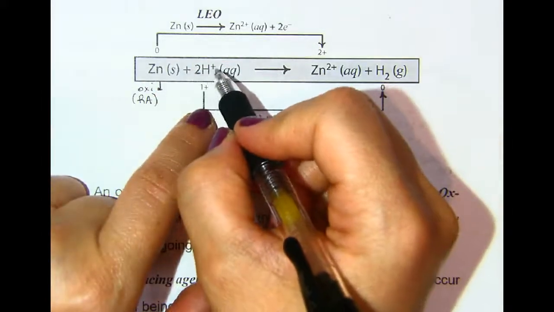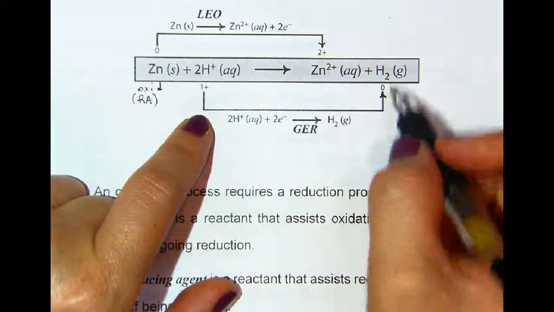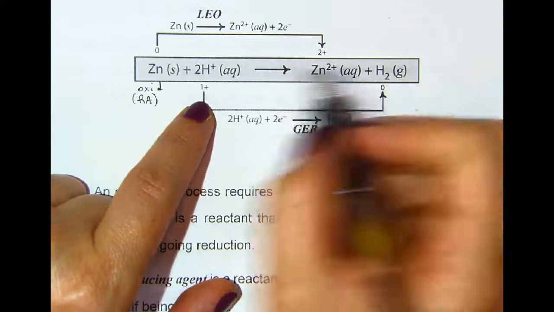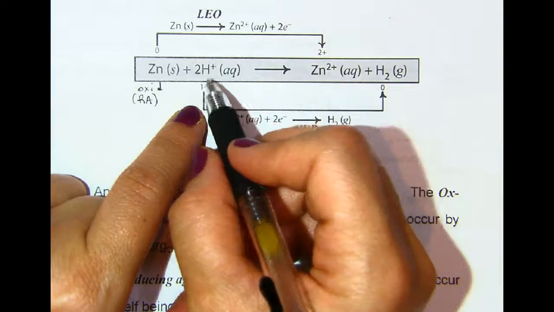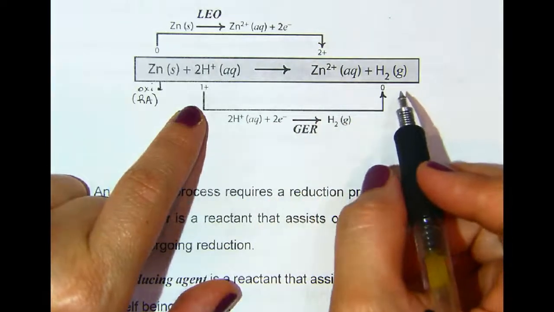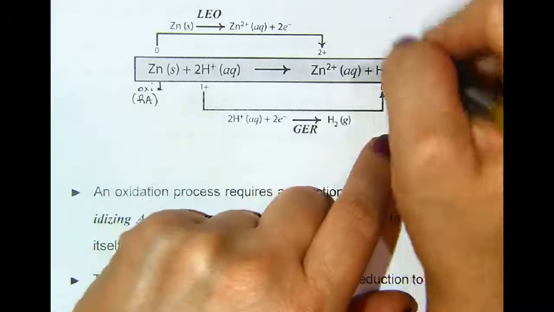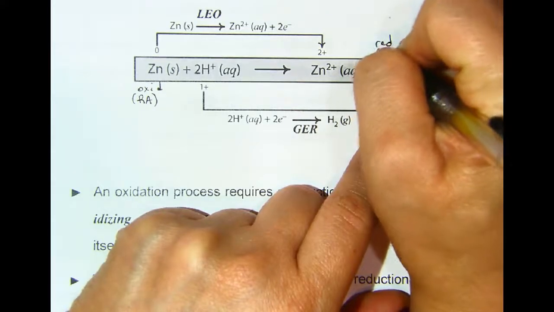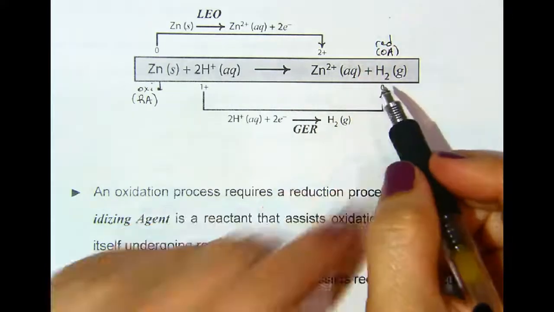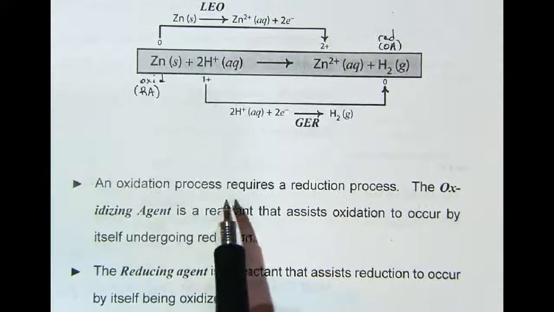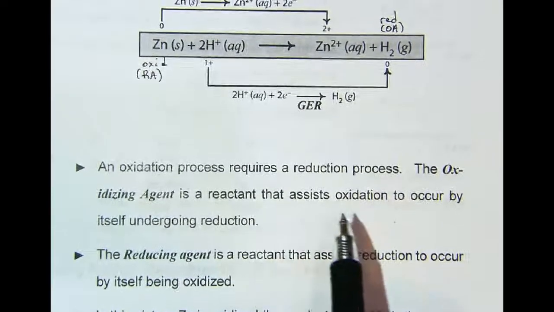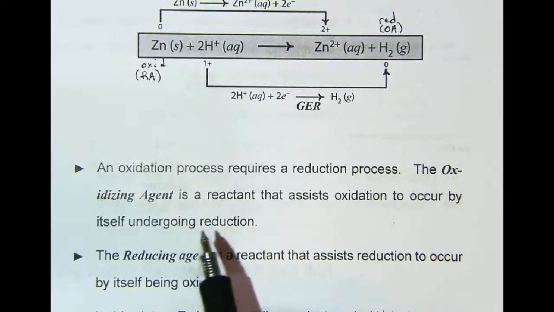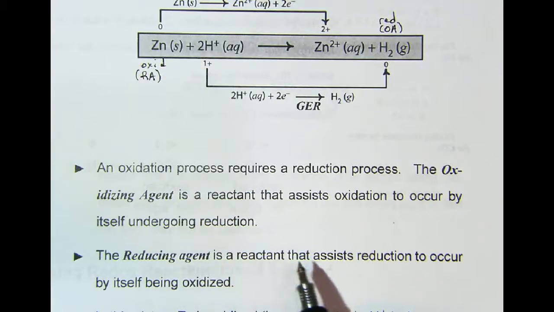The hydrogen is a +1 here, but then becomes 0 on the right side. So because the oxidation number decreased from +1 to 0, or because the oxidation state became more negative, then the process of reduction occurs. And so the hydrogen goes through the process of reduction, which makes it the oxidizing agent. An oxidation process requires a reduction process. The oxidizing agent is a reactant that assists oxidation to occur by itself undergoing reduction. The reducing agent is a reactant that assists reduction to occur by itself being oxidized.